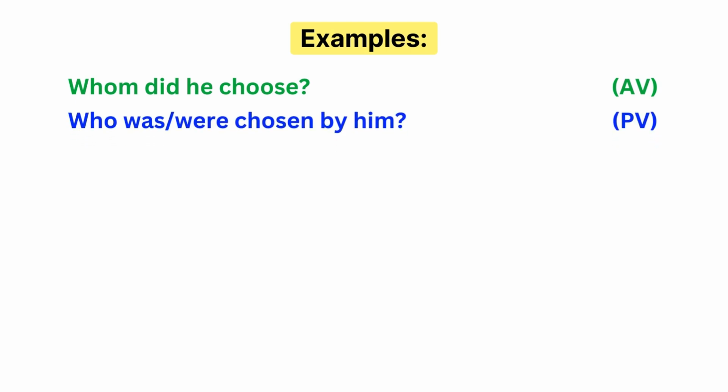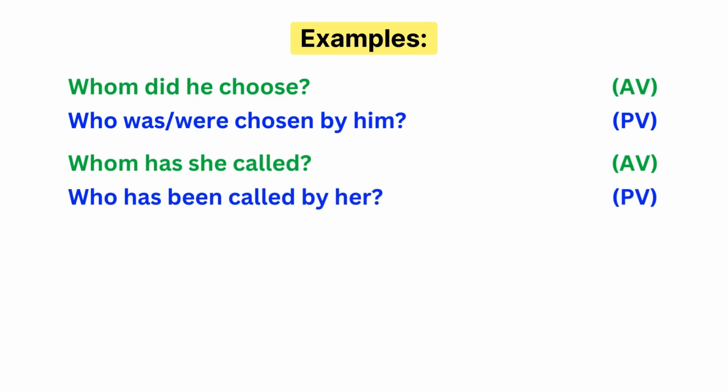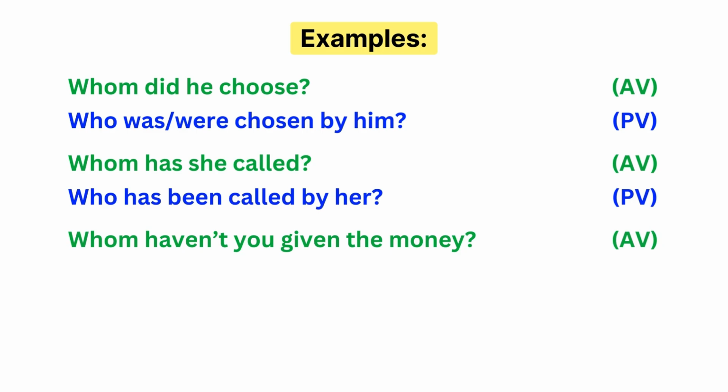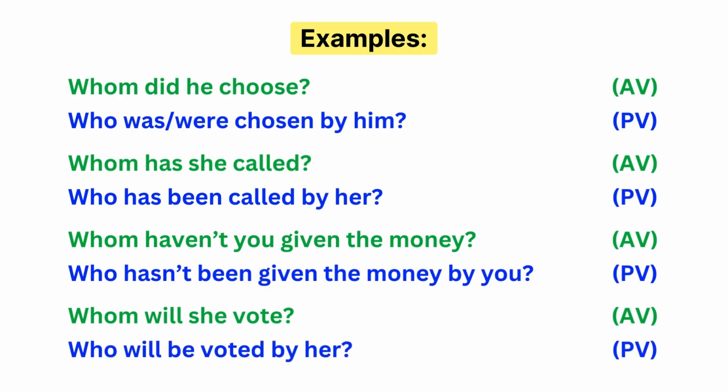See some examples to comprehend this. Whom did he choose? Who was, or were chosen by him? Whom has she called? Who has been called by her? Whom haven't you given the money? Who hasn't been given the money by you? Whom will she vote? Who will be voted by her?